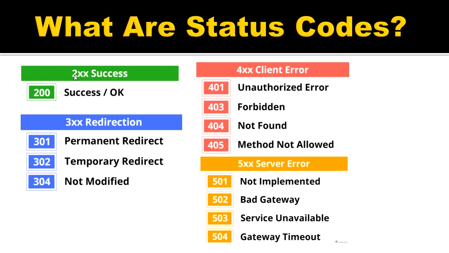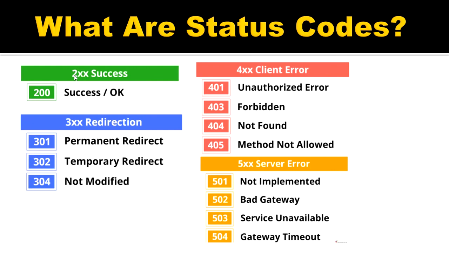Now the 300 series status codes indicate redirection. For example, the 301 status code indicates a permanent redirection. That means when a web page has been permanently replaced with a different resource, you will get a 301 status code. The 400 series status code indicates a client-side error. Now you might have often come across the 404 status code, which indicates page not found error.